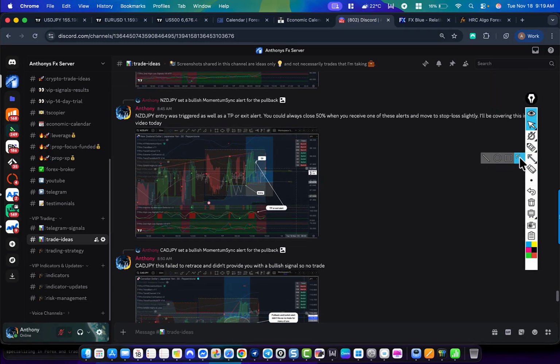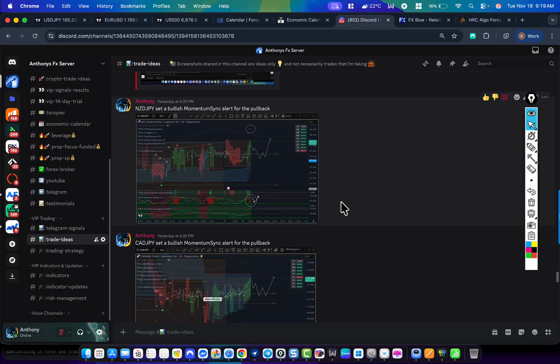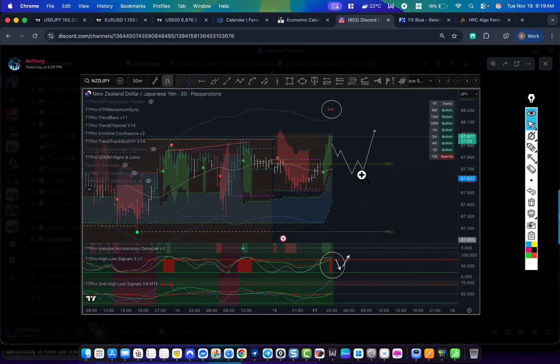So I've replied to all of these in here, so we'll just go through them. So this one was New Zealand yen: set a bullish momentum sink alert for the pullback. I'll show you. Let's go up there, New Zealand yen. This is how easy it is to follow these. Set a bullish momentum sink alert for the pullback. That's it, guys. Easy as paint by numbers.